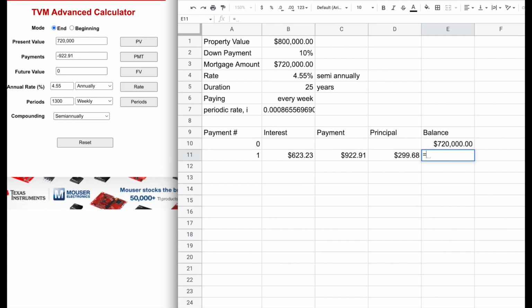Now the new balance is going to be the old balance. So I just click on that one. So equals, click there, minus what my current principal is.